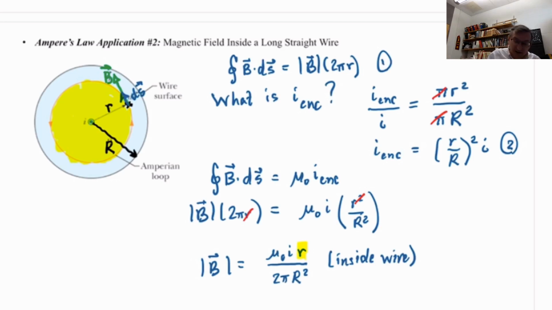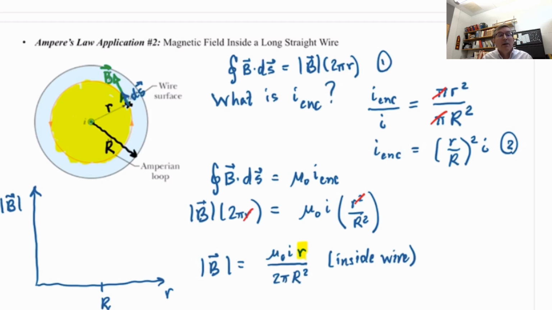In fact, let me come over here to the side and sketch the magnitude of the magnetic field as a function of radial distance from the center. That's what the little r means, radial distance from the center of the wire. One important point on that axis is big R, the radius of the wire. Any little r value between 0 and big R means you're at a point inside the wire, and any little r value larger than big R means you're at a point outside.